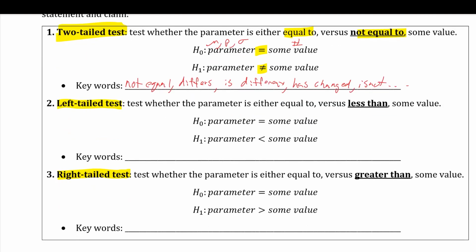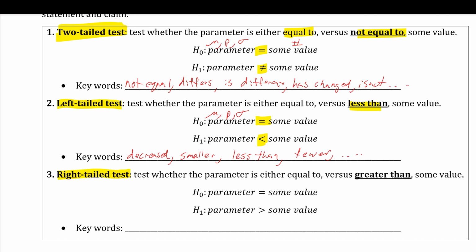A left-tailed test tests whether the parameter is equal to versus less than some sort of value. Again, it's the same parameters. In these first few sections, we're going to talk about mu, proportion, standard deviation is equal to some number or less than that number. Again, the null hypothesis always has the equality here. Now, keywords that are synonymous with less than are decreased, smaller, less than, fewer, and there are many other examples, of course.